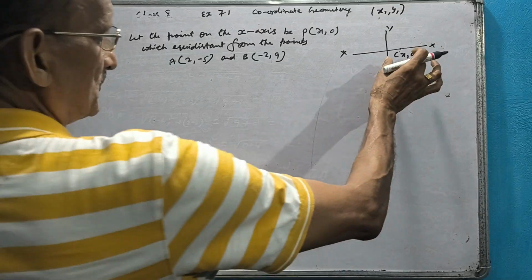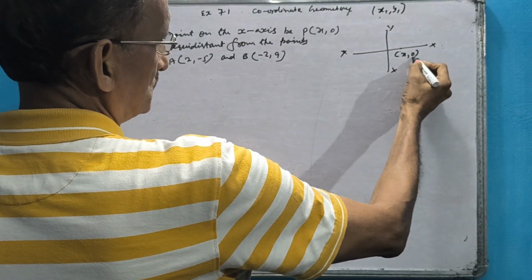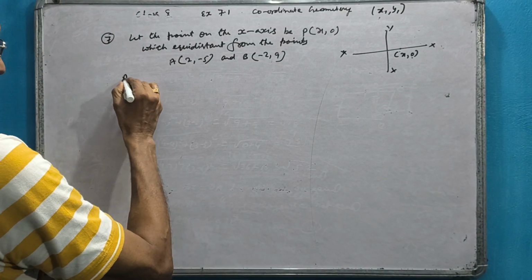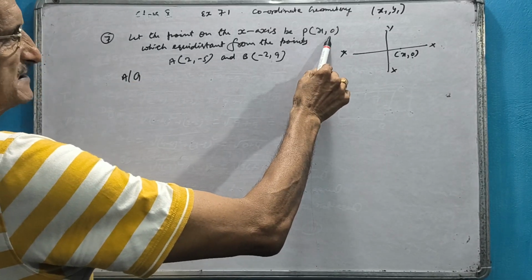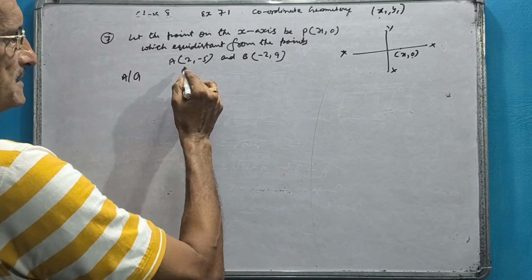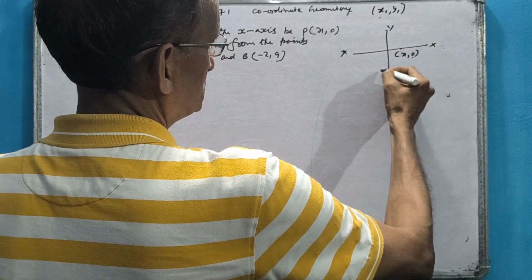We need to find the point on the x-axis, the coordinate of this point on the x-axis. The y coordinate is 0. We need to find the value of x. So according to the question, what is given? The point which is on the x-axis is equidistant from these two given points. What is the meaning? The point P is equidistant from the points A and B.